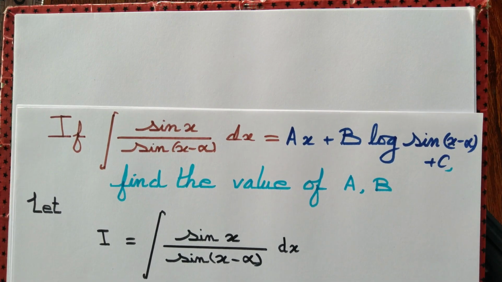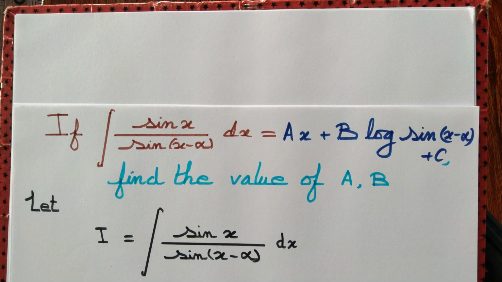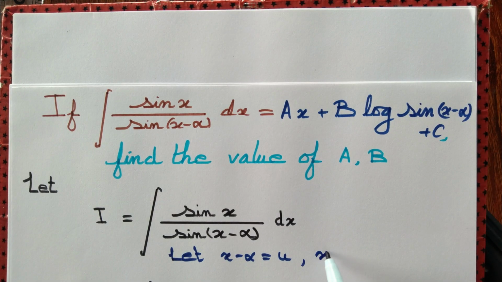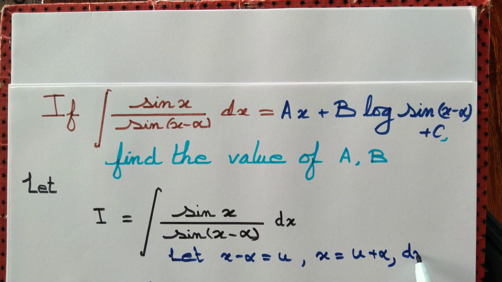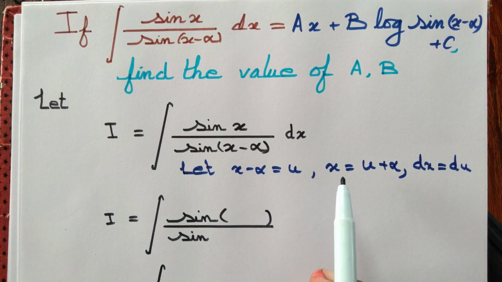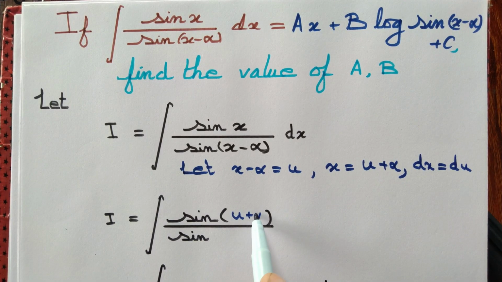First one, we assume I equal to this integral. You see that we can integrate it easily by the substitution method. So we let x minus alpha equal to u. Then x will turn out to be u plus alpha. So we are going by the u substitution method, and it will be found that dx equals du. So once again, x is replaced by u plus alpha, x minus alpha by u, and dx by du.